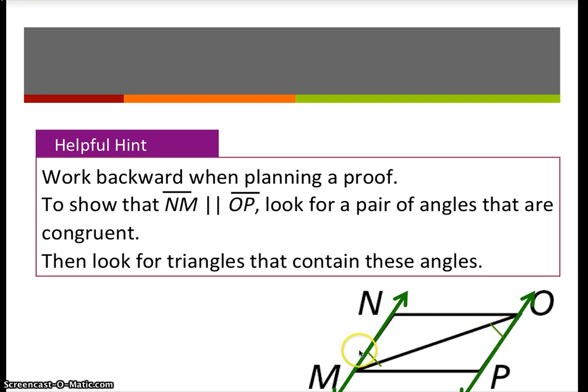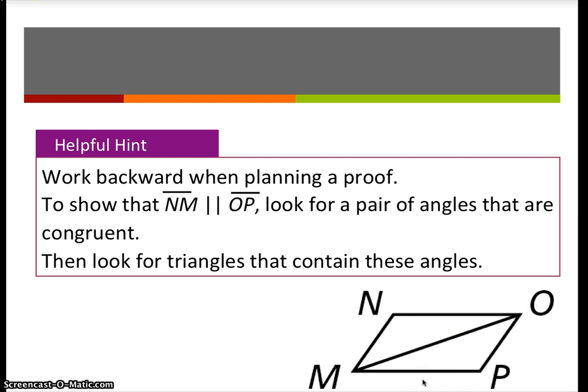So the alternate interior angles are what we are looking at here as far as wanting them to be equal. If we can say that those two angles that I've marked in green are equal, then it would be true that those two lines would be parallel. Okay, so that's what we want to prove.